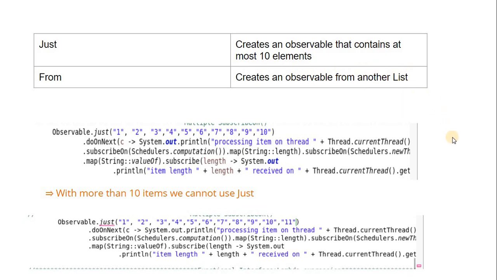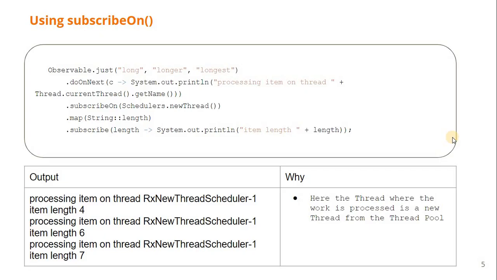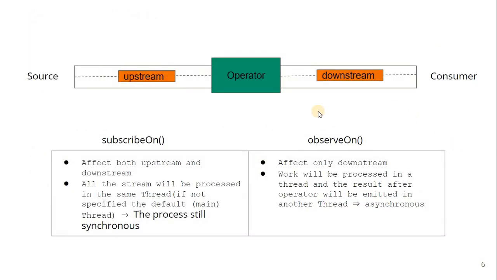Now let's discover the subscribeOn operator. But first, let's take a look at this diagram. This diagram represents the life cycle of a stream from the source to the consumer. If we apply an operator to the stream, it will be divided into 2 parts. The part before applying the operator is called upstream. The one after applying it is called downstream.